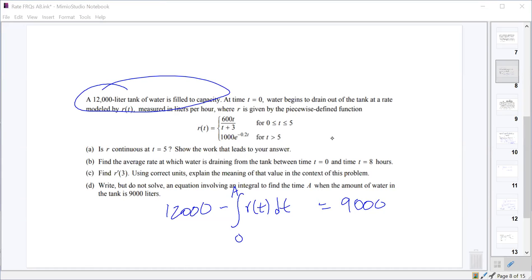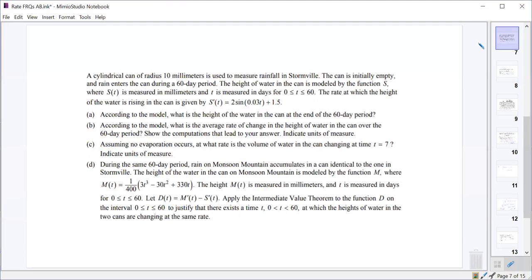Okay, and then something about a cylindrical can. That must be this one. Okay. Yes. Stormville. Exciting. Stormville is my child's favorite.